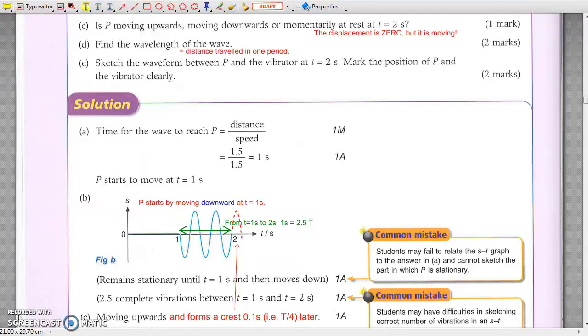For part D, wavelength is not given, but we know it is the distance traveled in one period, and so we may get the answer.